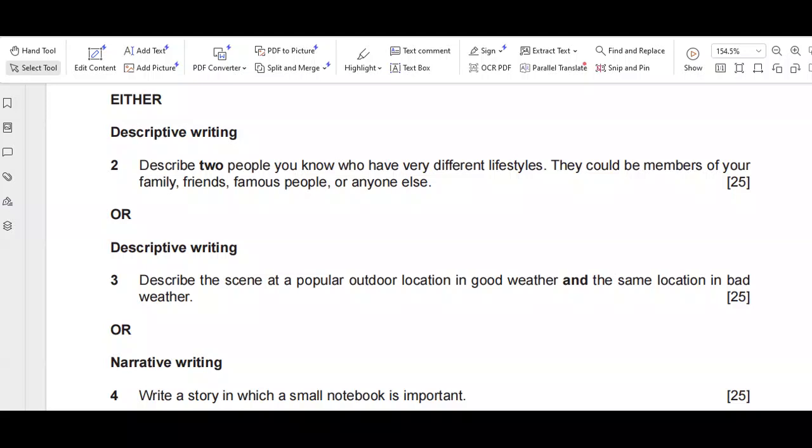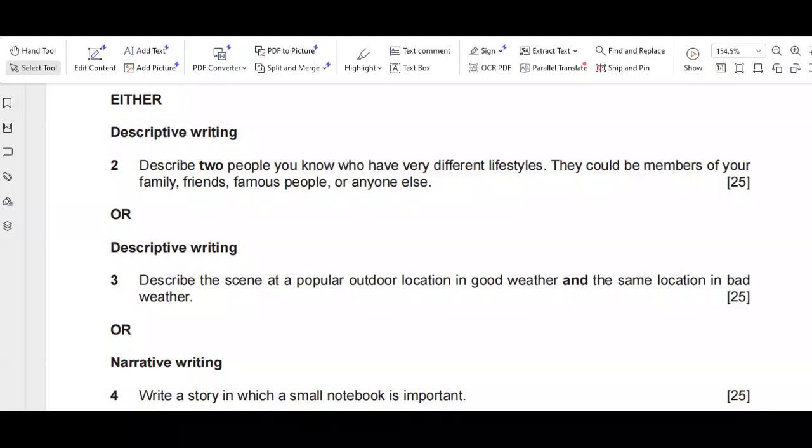The question says, describe two people you know who have very different lifestyles. They could be members of your family, friends, famous people, or anyone else. So first we are supposed to break down the question. The question is basically asking us to describe two people, not just their names. We have been asked to focus on their lifestyle, meaning the way they are living, their habits, their routines, their attitudes, the way they emphasize values, their interests, and what work they do.